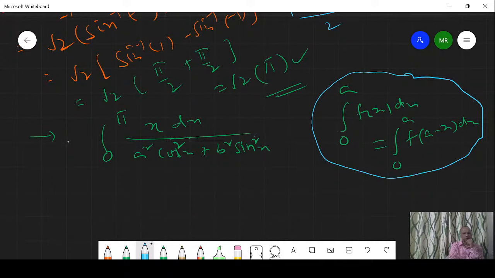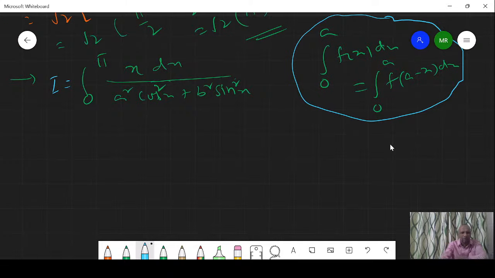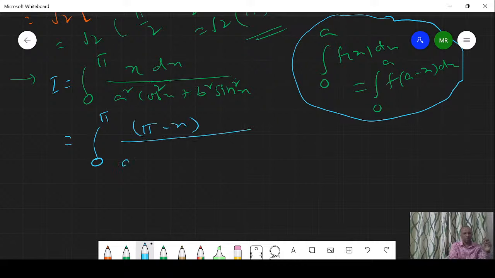Now here, let I be equal to this problem. Apply the same property, and you will get the integral from 0 to pi, because I can eliminate x. If I apply this, it will become pi minus x by a square into cos of pi minus x whole square plus b square into sin of pi minus x whole square.